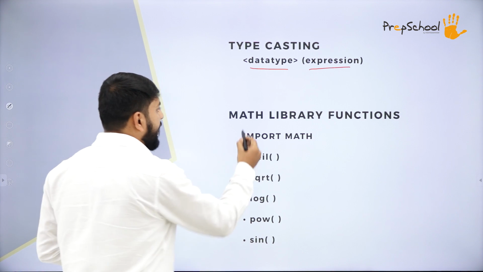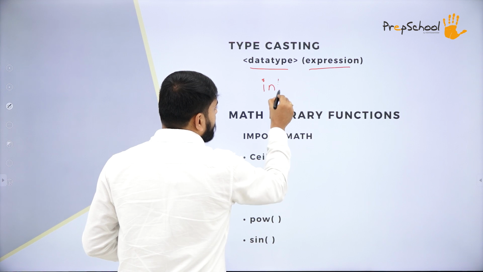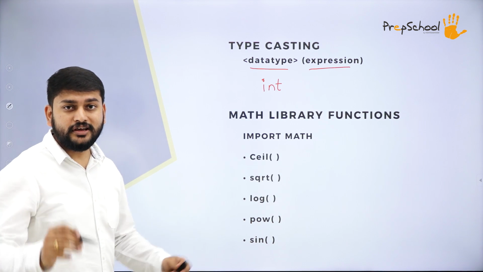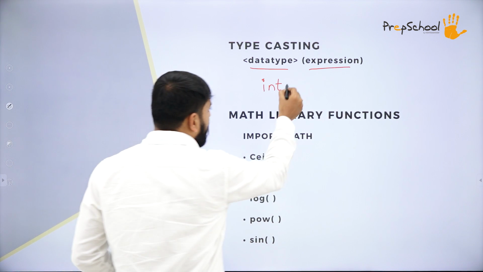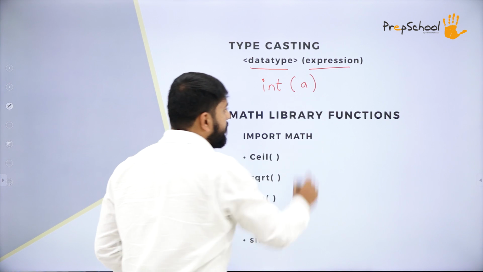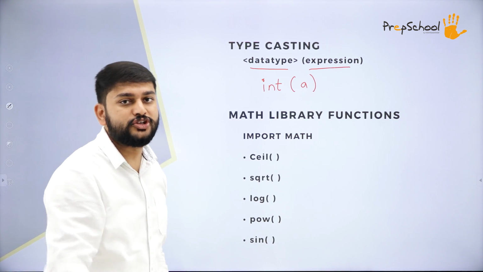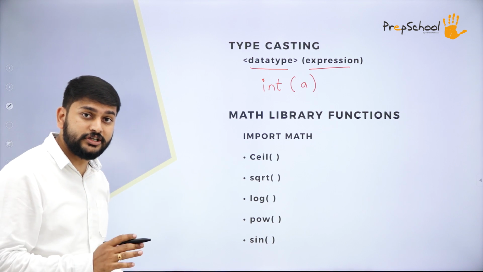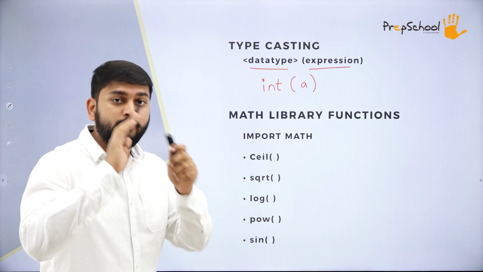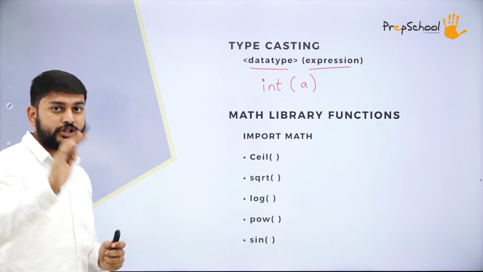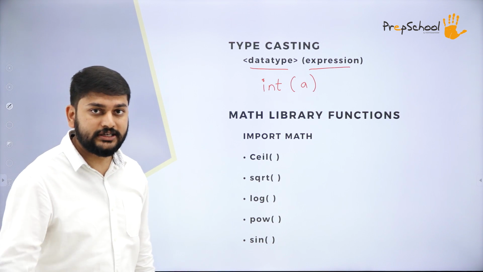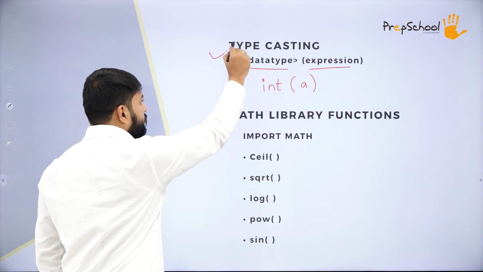For example, I have int. Let me write int. What is int here? Int is my data type. So I will have a, and I am casting, I am changing the data type of a to int. That is what you need to remember. I am changing the data type from one type to another type. That is the meaning of typecasting you need to remember.